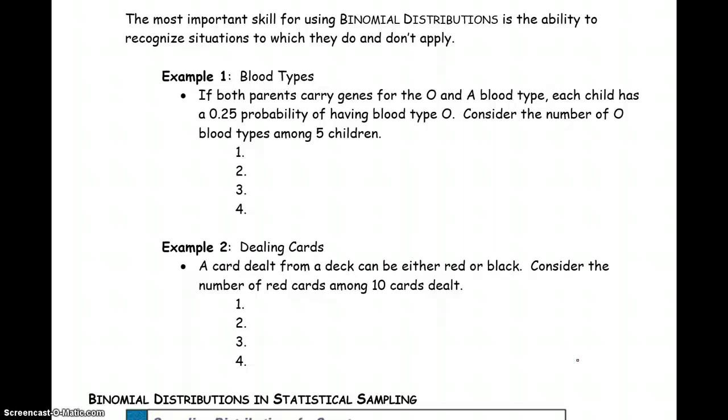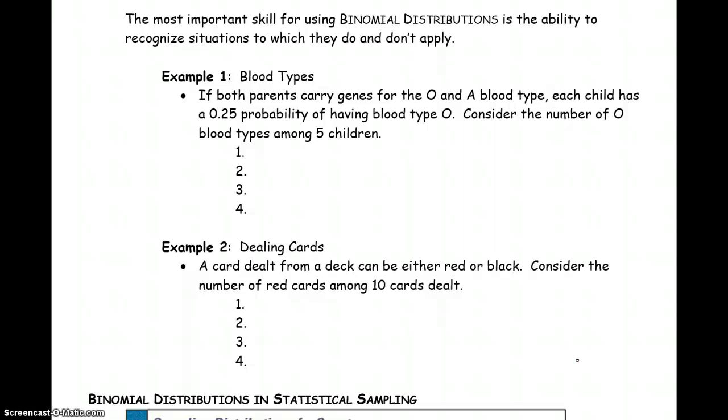So, if both parents carry genes for O and A blood type, each child has a 25% probability of having type O. Consider the number of O blood types among 5 children. So go through the 4 criteria, fill them in, tell me if it's yes or no, hit pause, and then we'll do it together.